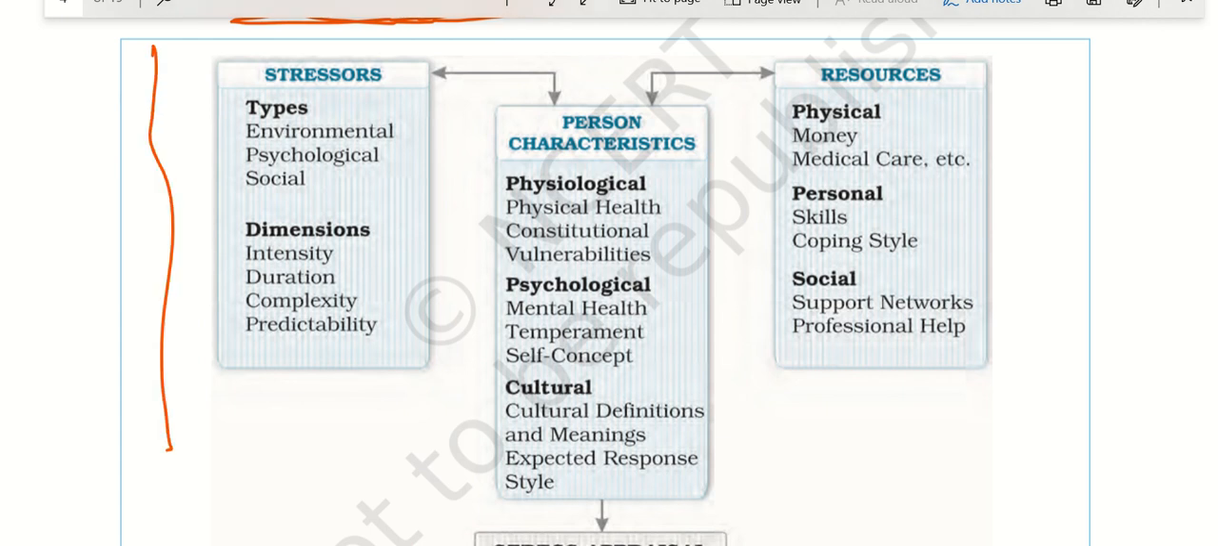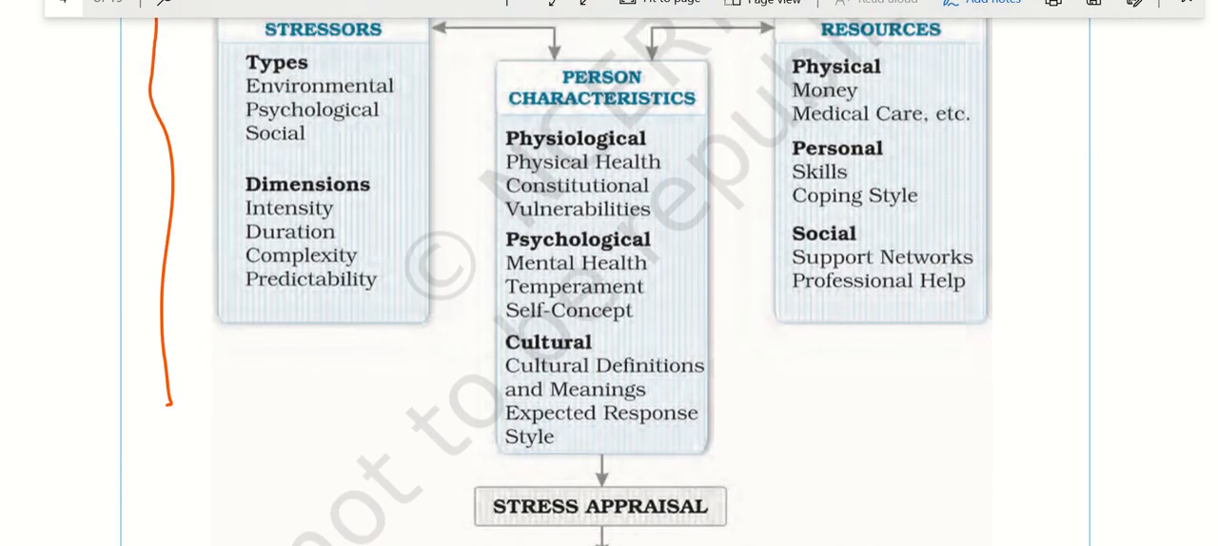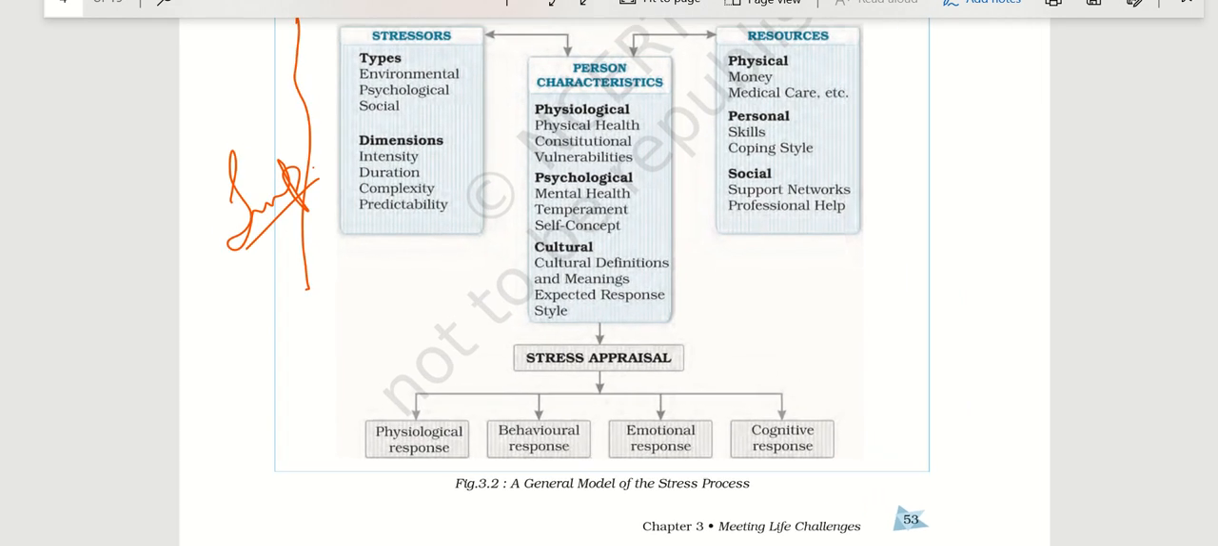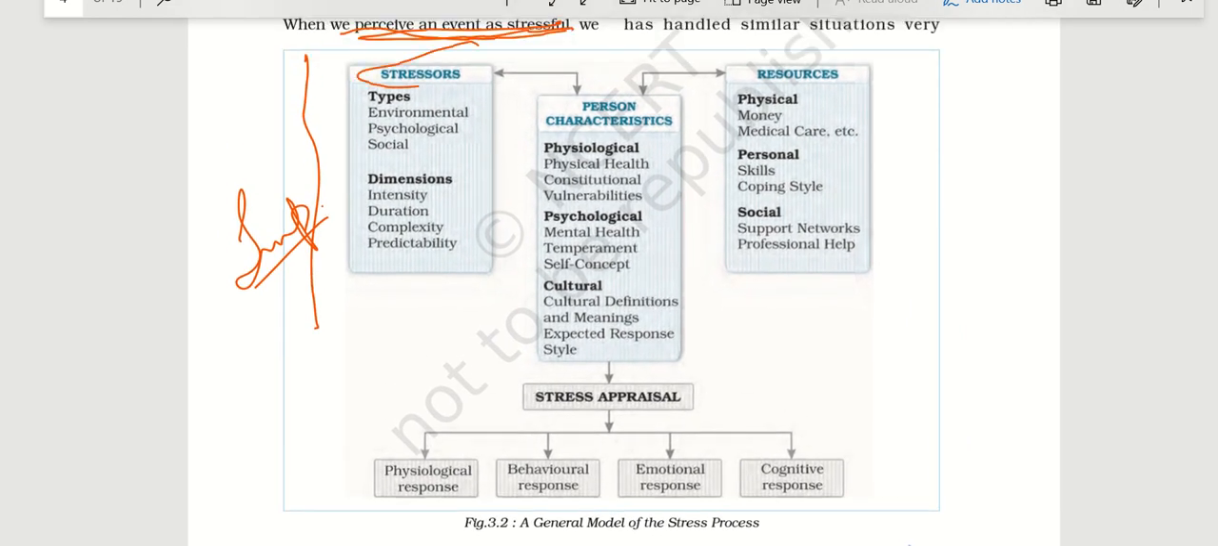This particular figure is basically a summary of the whole chapter, so it is very important. Don't memorize the whole table, but this table will let you know what the stressors are, the types of stressors, their dimensions, then persons' characteristics. This is a summary of your whole chapter if you deal with it in detail. There are three types of stressors: environmental, psychological, and social.